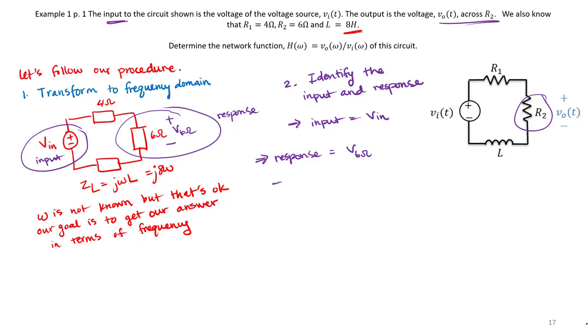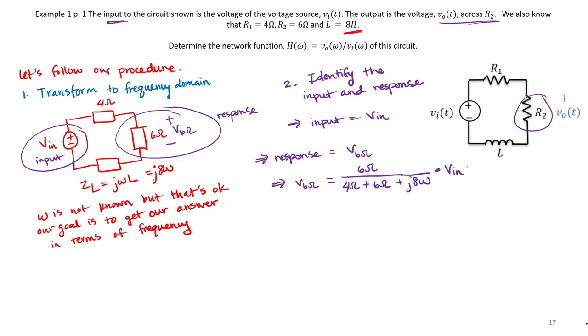And wait a minute, we know what that is. How can we find the voltage across our 6 ohm impedance? How about voltage division? By voltage division, we know the voltage will be our 6 ohm impedance divided by the sum of the other series impedances. And then, of course, by voltage division, that whole expression must be multiplied by Vin, because Vin is our source voltage.